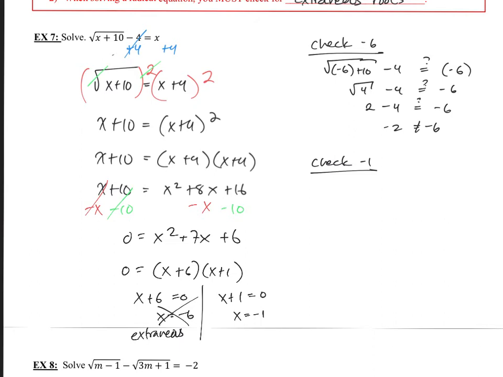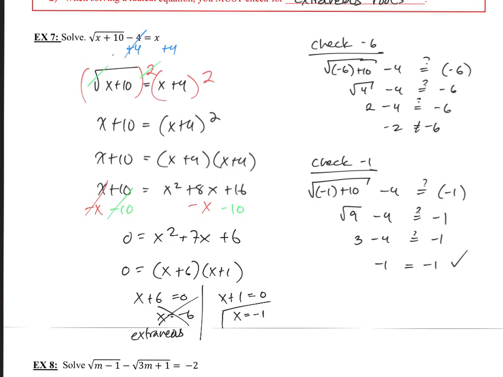Okay, now let's see, checking negative 1. Once again, we're just plugging it in where we see x. Does that equal negative 1? That's going to be square root of 9 minus 4. Is that negative 1? Square root of 9 is 3. 3 minus 4. Is that equal to negative 1? Yes it is. It checks out. So my solution is negative 1. One of them worked, one of them didn't.